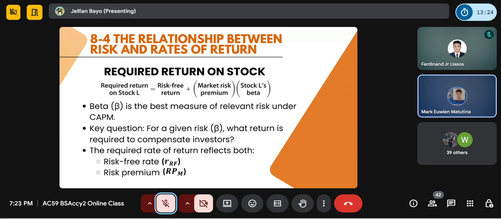So the risk-free premium is the rate of return that does not involve any inflation. It simply is the return that you get from investing in a single stock. To add this to the market risk premium is the associated risk that the investor benefits from. And then stock L's beta is the beta coefficient, which was explained by Ate Jace earlier.